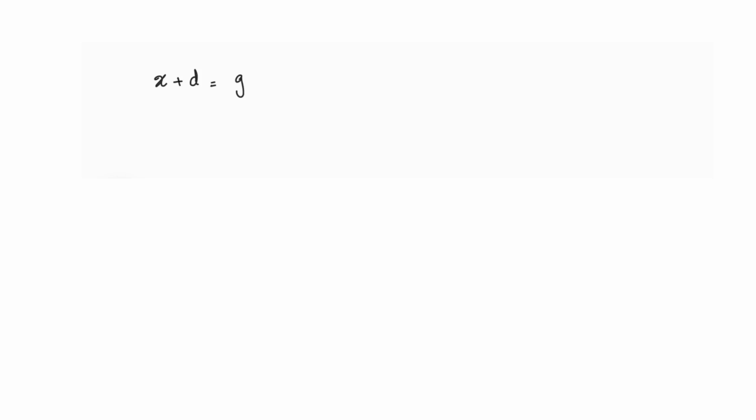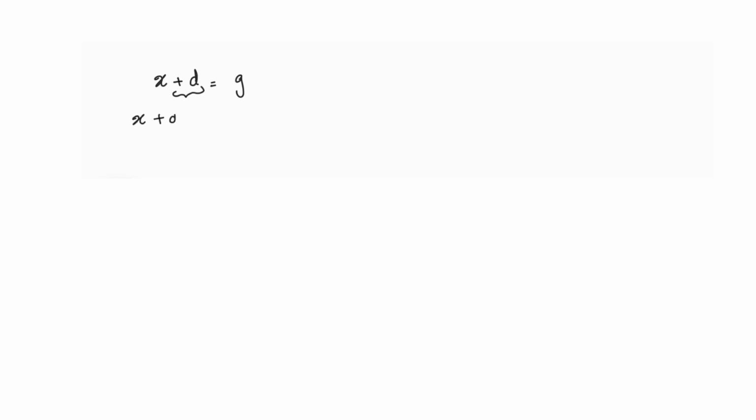If they tell you to make x the subject, what are you supposed to do? You're supposed to make x alone, which means on one side of the equation you must have x and everything else must be on the other side of the equation. Can you see the plus d over here? You're supposed to get rid of it from this side. How do you get rid of this?